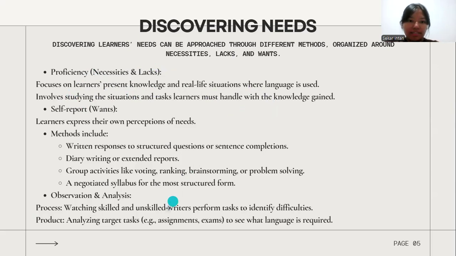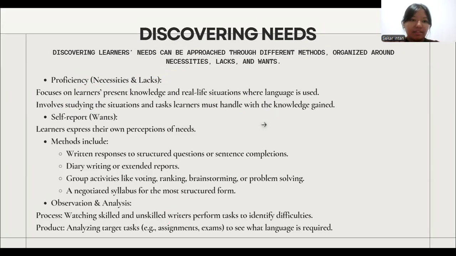And then the next one is self-report, or wants. Learners express their own perceptions of needs. The methods include written responses to structured questions or sentence completion, and then diary writings or extended reports, group activities like voting, ranking, brainstorming, or problem solving, and a negotiated syllabus for the most structured form.